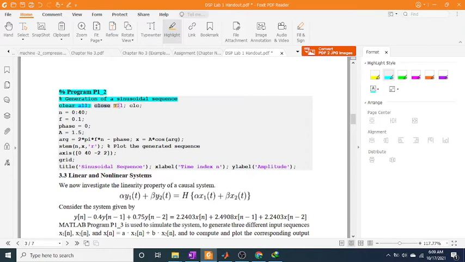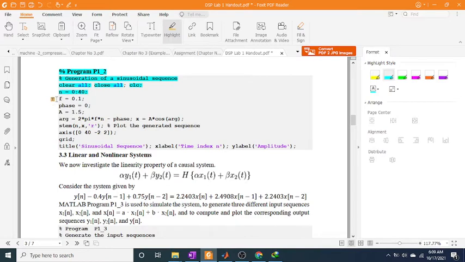Clear all, close all, clc. n = 0:40; f = 0.1; phase = 0; A = 1.5; arg = 2*pi*f*n - phase; x = A*cos(arg). Stem(n,x); plot the generated sequence. Axis([0 40 -2 2]); grid; title('Sinusoidal Sequence'); xlabel('Time index n'); ylabel('Amplitude').